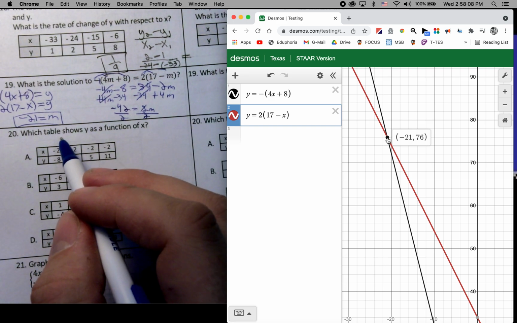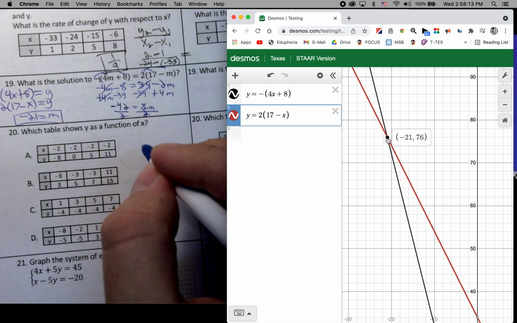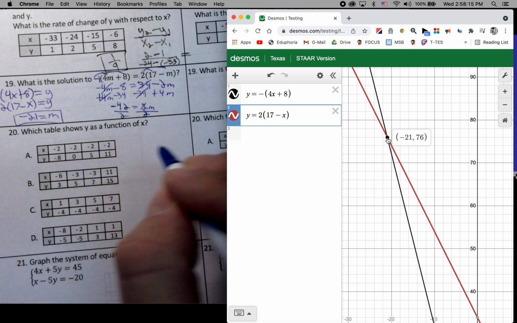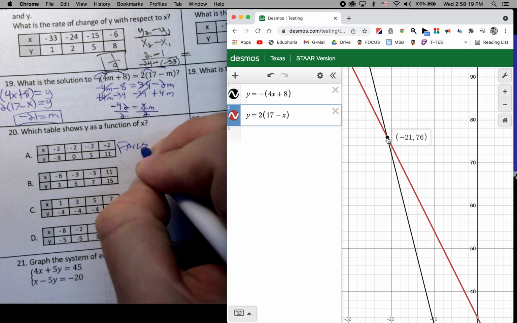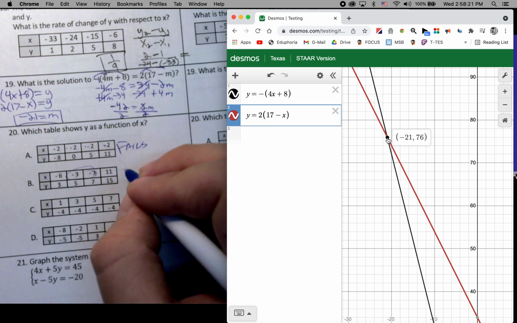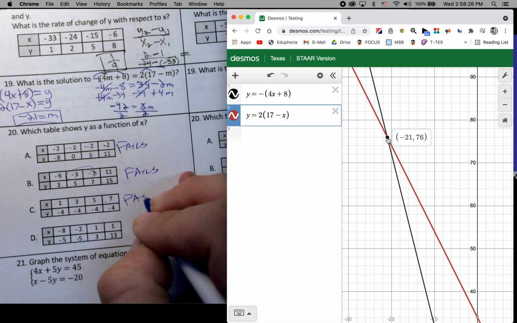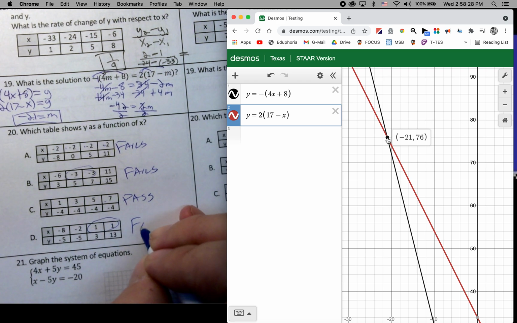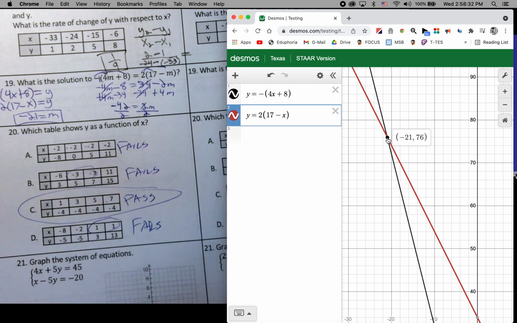Number 20 is easy. It says, which shows y as a function of x? Okay, here's the easy way. Does the x repeat? If it does, it fails. X repeats, fails. X repeats, fails. X doesn't repeat, pass. X repeats, fails. So, it has to be C. Done. All right.